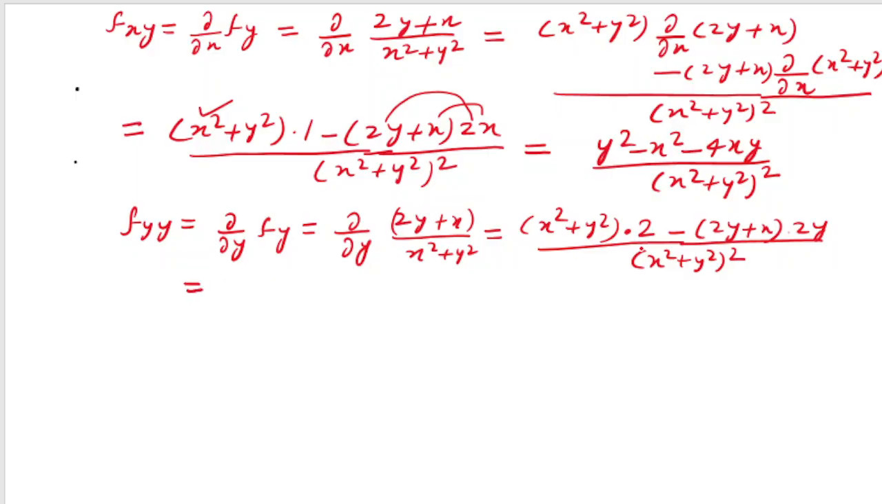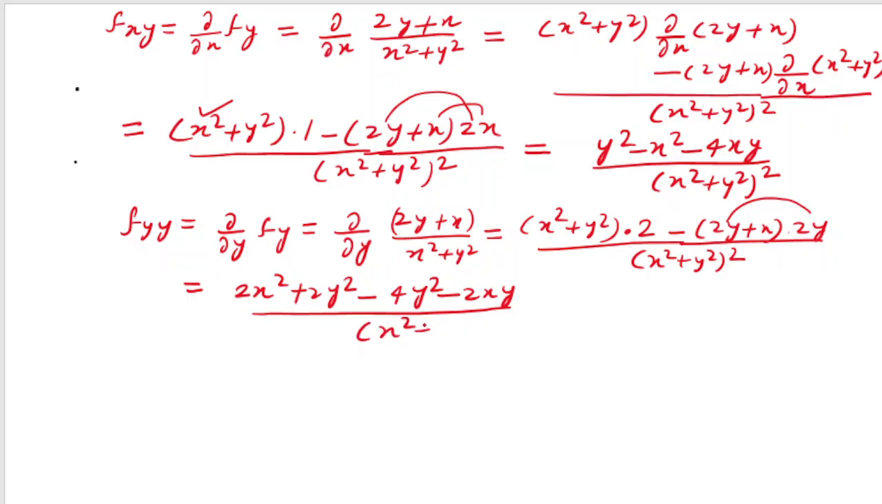So this will give me what? 2x square from here and 2y square from here and minus 4y square. So this will minus 4y square, this is 2y square. So I will get how much? 2 times x square plus 2 times y square minus 4y square, and then minus 2xy. This whole thing is divided by x square plus y square whole square.